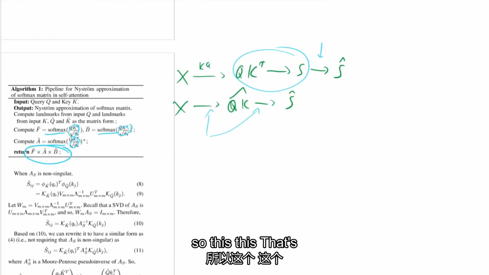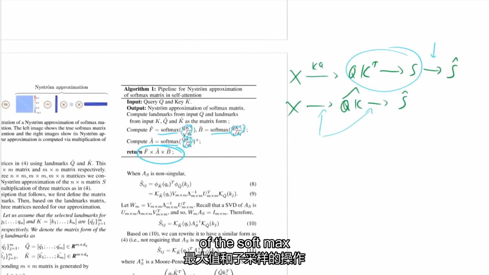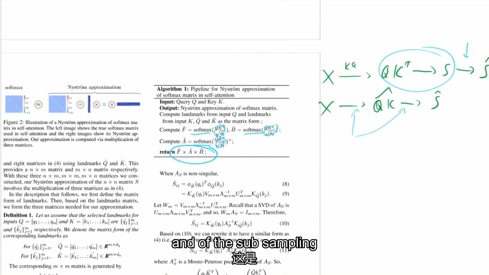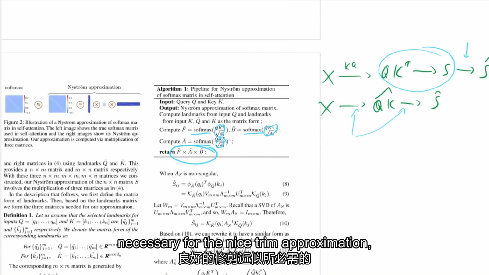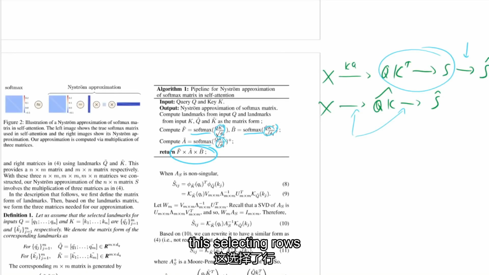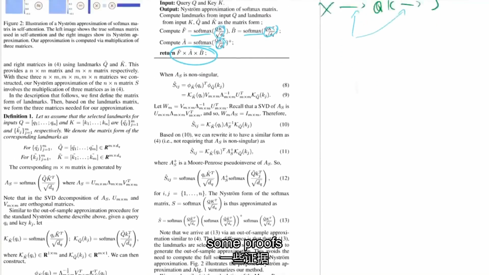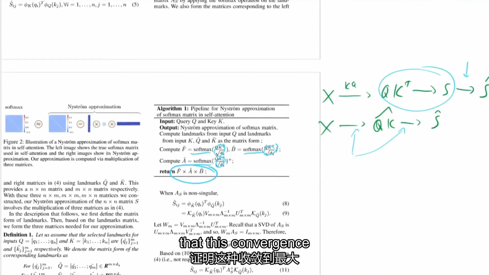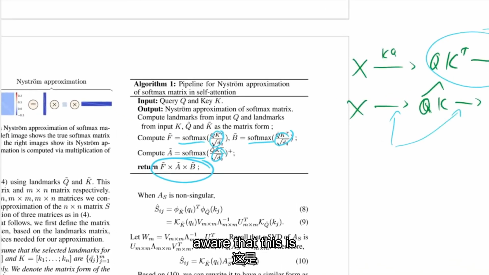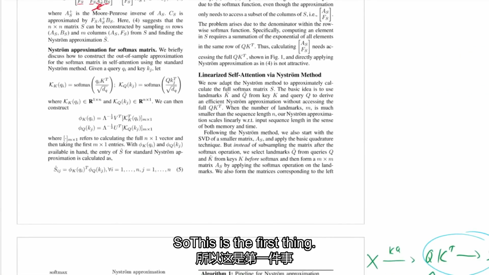Yeah, so that's where the approximation is. You exchange the operation of the softmax and of the subsampling that is necessary for the Nyström approximation, this selecting rows and columns. And they do have some proofs that this converges to the true softmax matrix, but just be aware that this is where the approximation actually happens, in the exchange of operations. So this is the first thing.